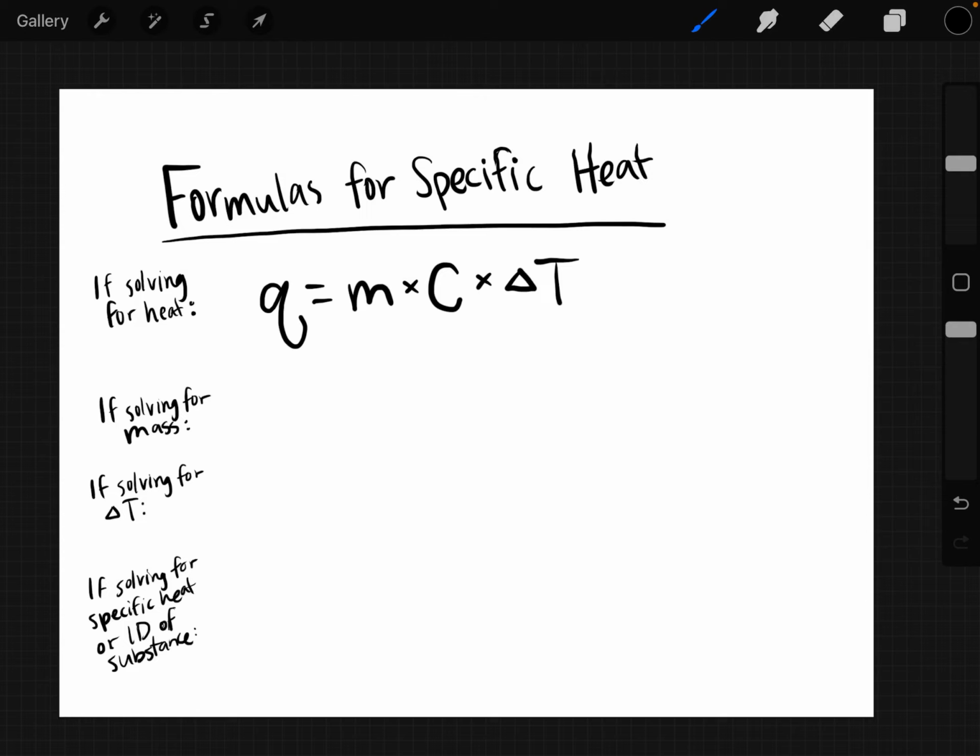But some people get a little bit confused when we switch the formulas around on the worksheets. So I just wanted to go ahead and explain how this formula can be moved into different configurations, even though it's all saying the same thing. So you should have learned that the specific heat formula generally is Q, which is heat, equals M, which is mass, times C, which is your specific heat, times delta T, which is your change in temperature. And that's the standard way we look at specific heat.